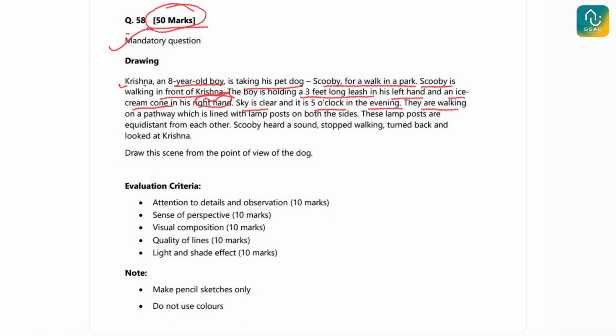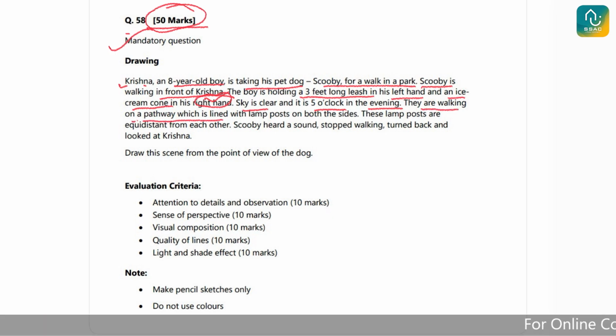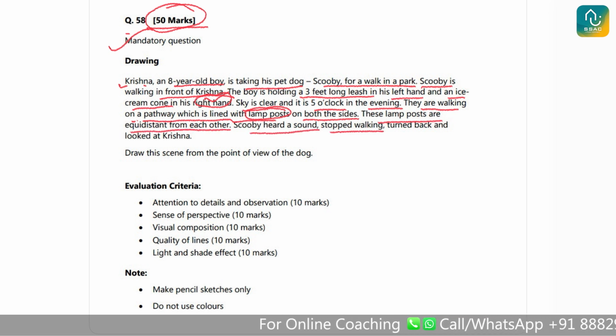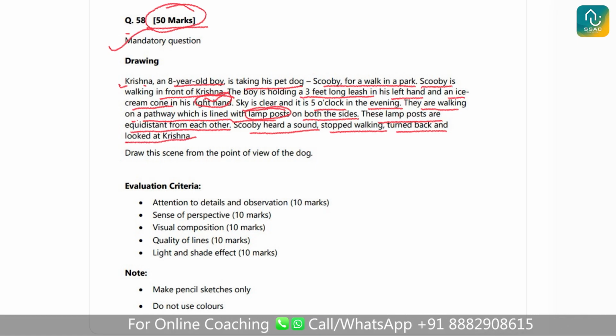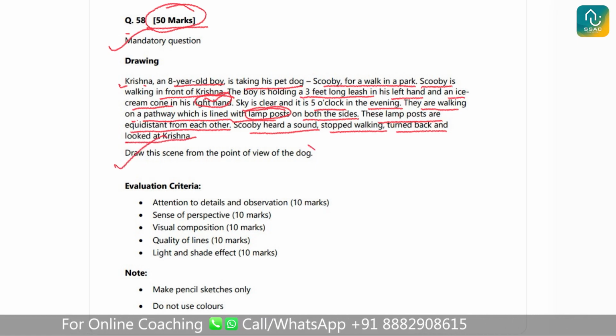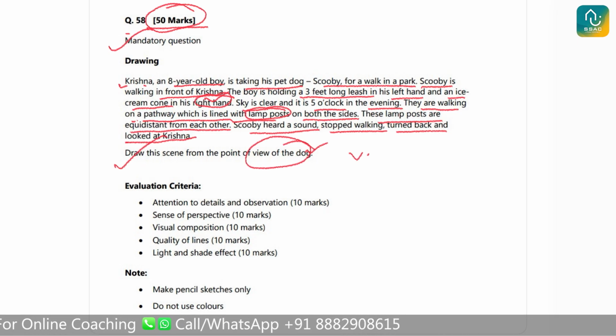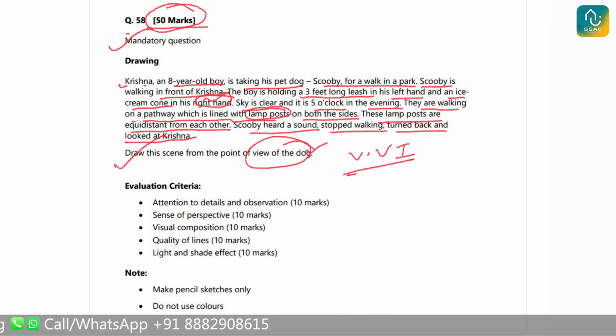They are walking on a pathway which is lined with lampposts on both sides. These lampposts are equidistant from each other. Scooby heard a sound, stopped walking, turned back, and looked at Krishna. Draw this scene from the point of view of a dog. You do have to draw the scene from the point of view of a dog, so on the basis of it, you have to take the vanishing point. It is very important to do it that way.